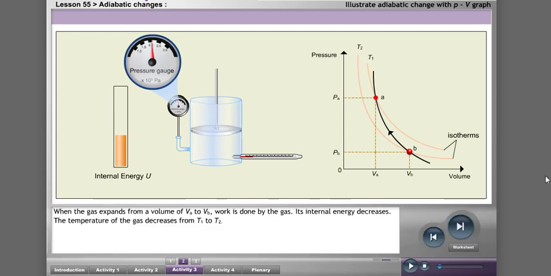When the gas expands from a volume of VA to VB, work is done by the gas. Its internal energy decreases. The temperature of the gas decreases from T1 to T2.